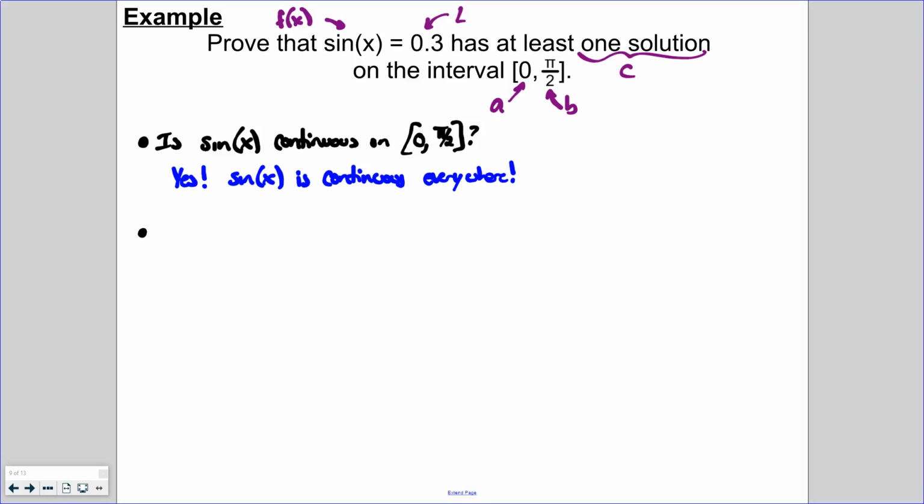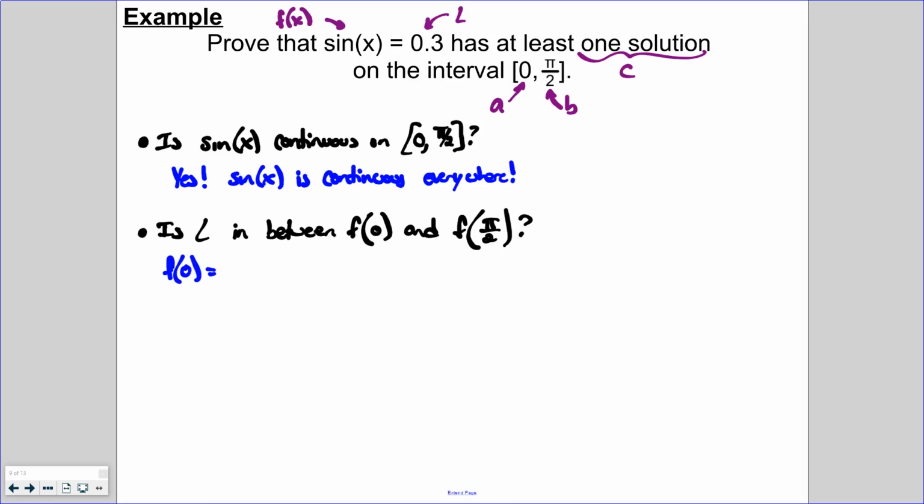Our second condition asks us, is our L value in between f of a, so f of 0, and f of b, or f of pi over 2? All right, well, we already know what our L value is. We found that in the problem. So now we just need to figure out what f of 0 and f of pi over 2 are. So let's see, f of 0 is going to be sine of 0, which is just 0. F of pi over 2 will be sine of pi over 2, which is equal to 1.